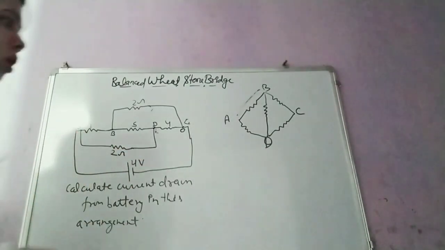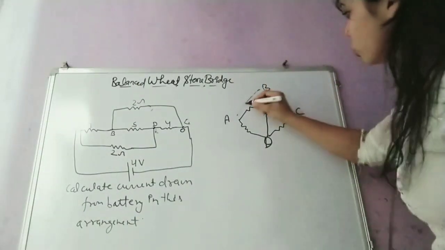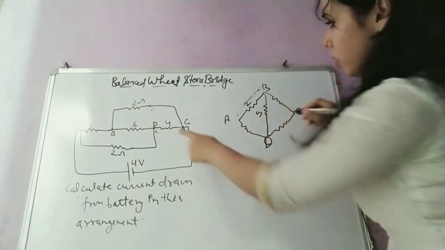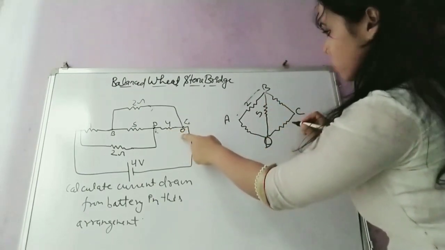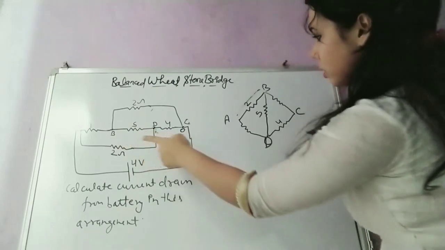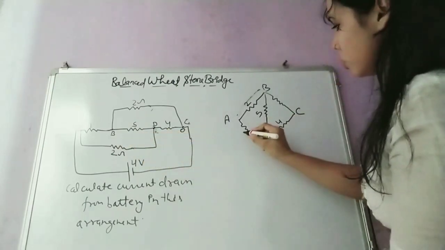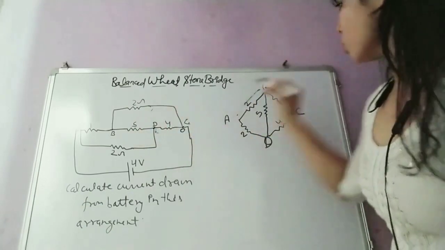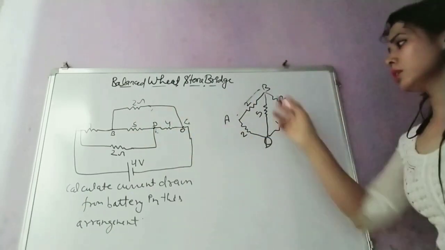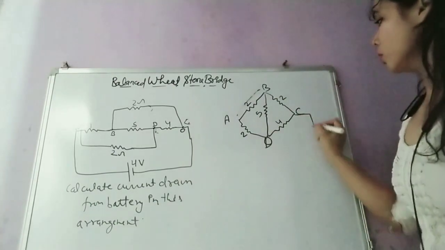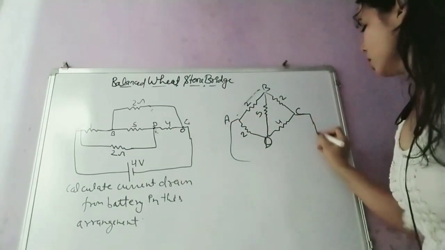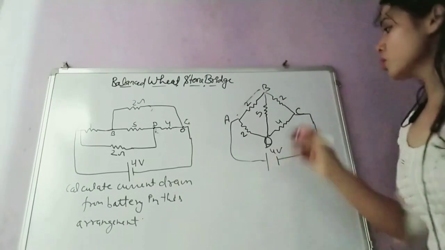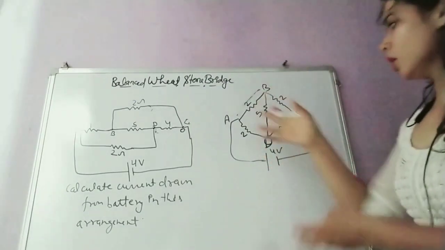Okay, now we will solve it. So this is 2. B and D is 5. D to C is 4, and A to D is 2, and B to C is 2. So now you can see it is like a bridge only. Now the cell is also connected. So now you can find the answer, because you have already seen.